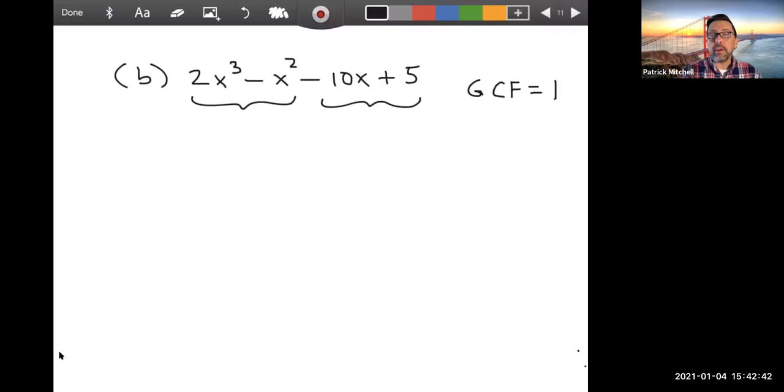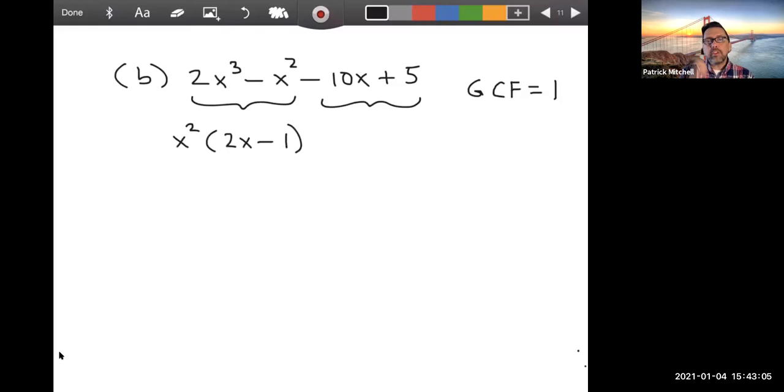Okay, and now I have to be careful. That minus in the middle is a little tricky at first. 2x cubed minus x squared. They have an x squared in common. And when I divide out the x squared, I'm left with 2x minus 1.